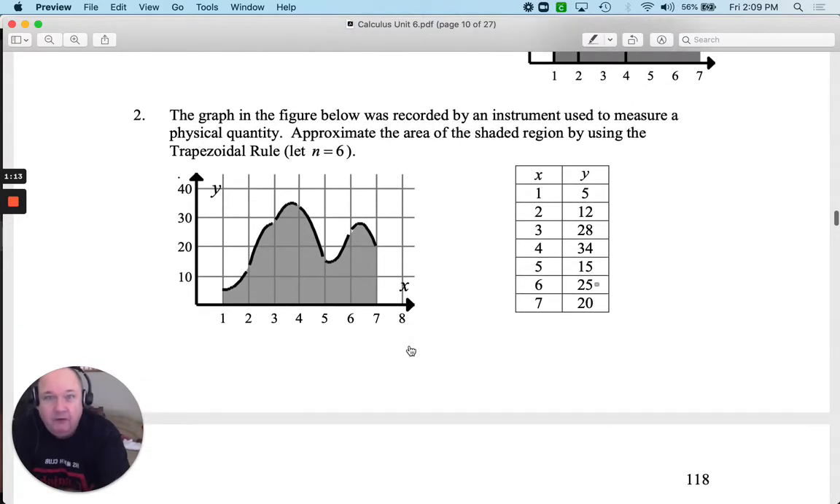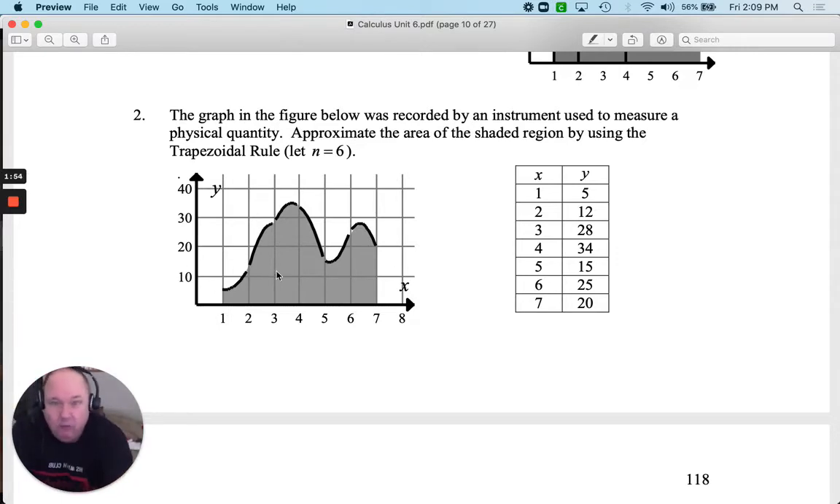Number 2. The graph in the figure below was recorded by an instrument using a physical quantity. Approximate the area of the shaded region using the trapezoidal rule and let n equal 6, which means there are 6 equal trapezoids. So if they're all equal trapezoids, we can set this up. We know, first of all, that the formula is 1/2 times the width or the height. And if it's 6, 1, 2, 3, 4, 5, 6, each width then would be 1. So you can go 7, take away 1, divided by 6, or the width is 1.